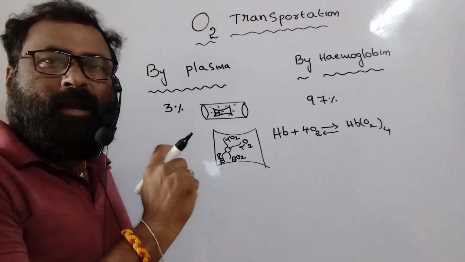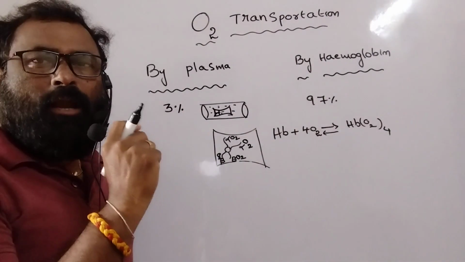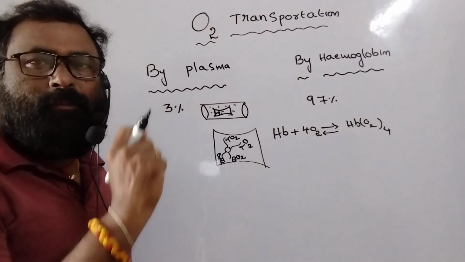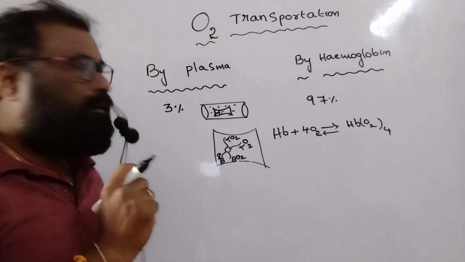Hemoglobin wants to combine with oxygen. How many molecules are essential? A question like that will come in NEET. 4 molecules.